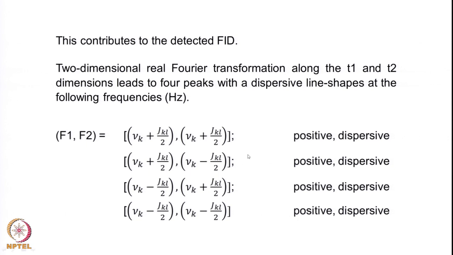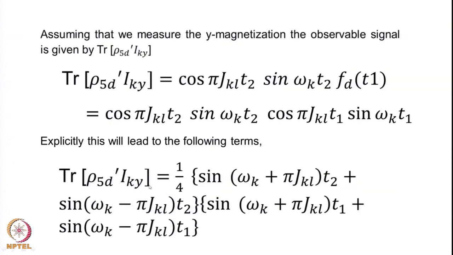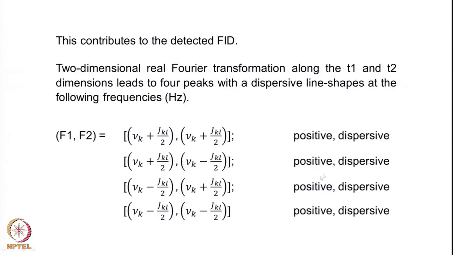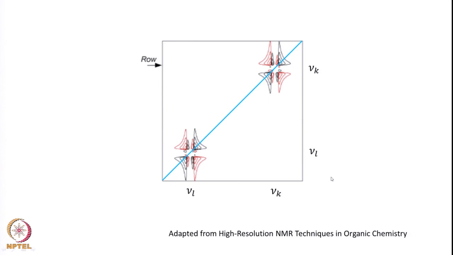All of these are positive, because if you see the previous expression, they all have positive components here. These are plus, plus, plus, all of them are plus. So all are plus. Therefore, I will have all positive peaks and they all have dispersive line shapes. So how does the spectrum look like? This is the way the spectrum will look like.